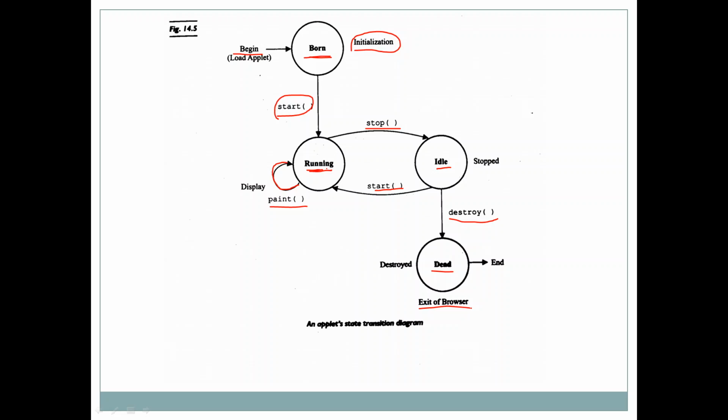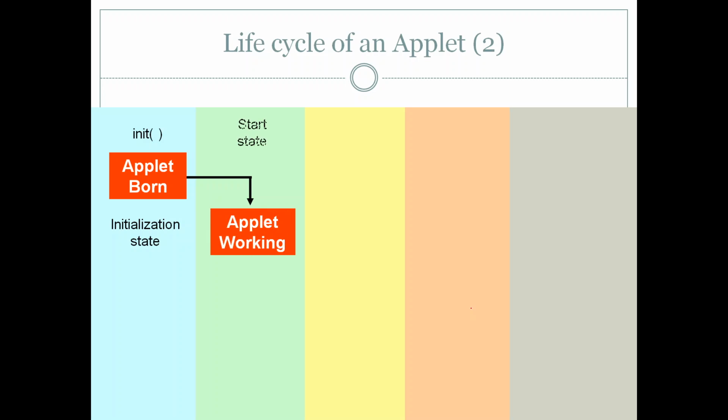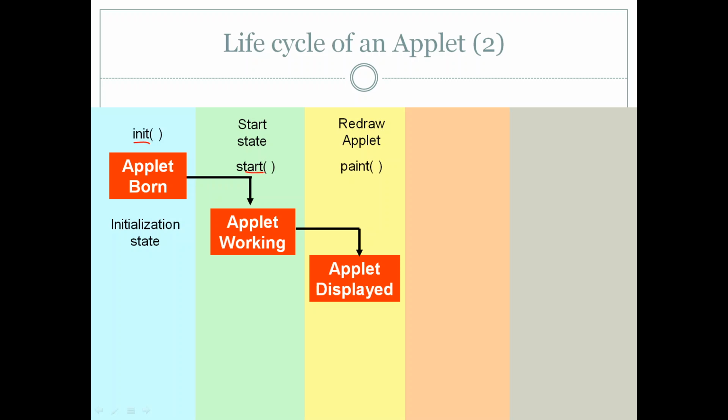So this is the life cycle of an applet, and this is an important question as well. The same life cycle has been demonstrated using one more diagram. You can see we have an init method, and when it is called, the applet is said to be in the born state. Then the start method is called, and the applet is said to be in the working, that is the running, state. In the running state, we can call paint to display something on the applet screen.